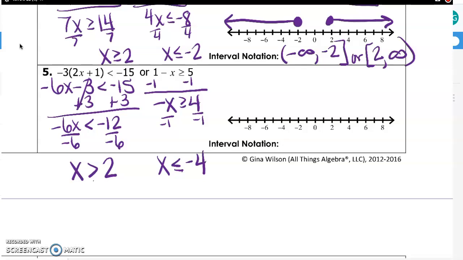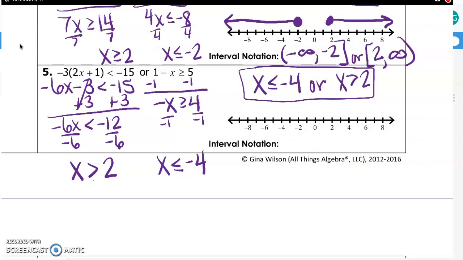So x is less than or equal to -4. This is also out of order, so we need to rewrite it. X is less than or equal to -4, or x is greater than 2. That's your final answer for this one.